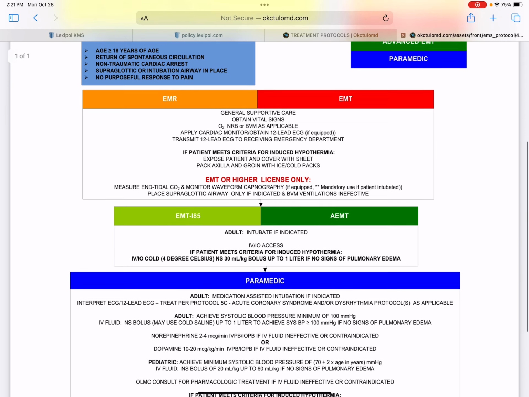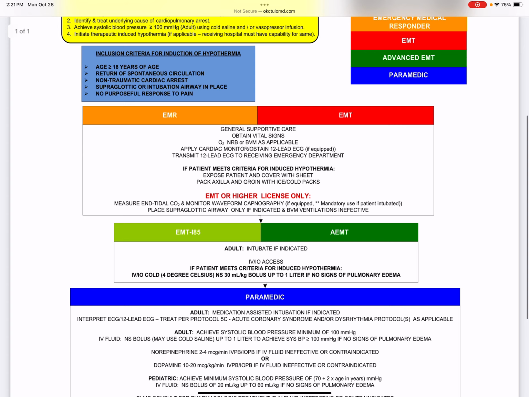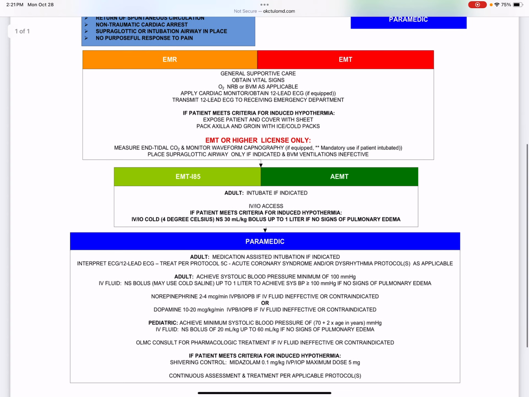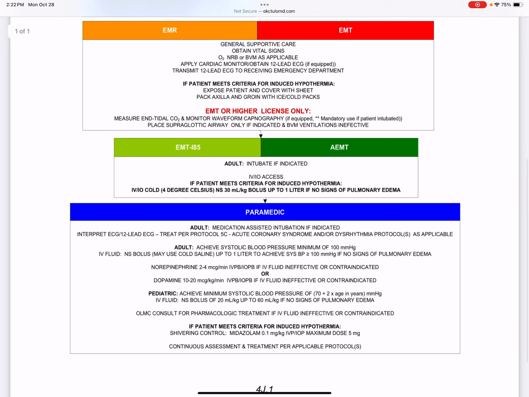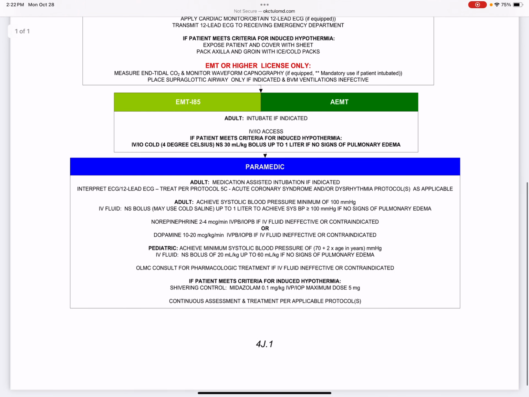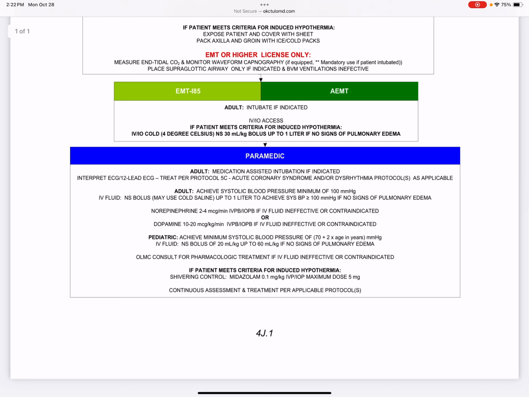So just to recap on all this, you have your treatment priorities. You have your inclusion criteria for induction of hypothermia in this blue box right below the treatment priorities. EMR, EMT, it's pretty basic. Really the only thing for hypothermia is you're going to expose and cover and pack the axilla and groin with ice and cold packs. For advanced and intermediates, you can do the cold normal saline, which is 4 degrees Celsius, 30 milliliters per kilogram, if there's no signs of pulmonary edema.